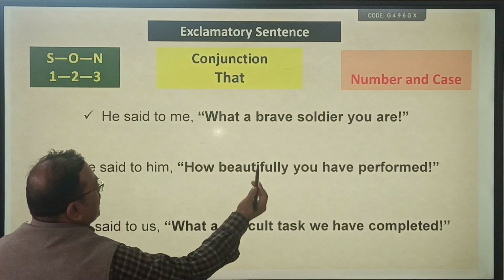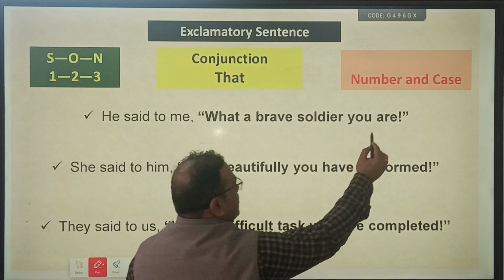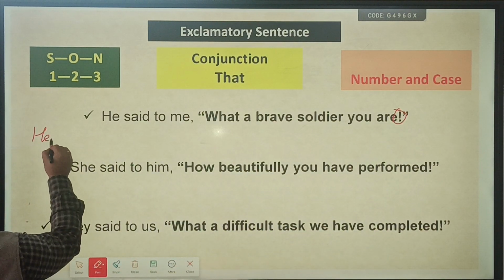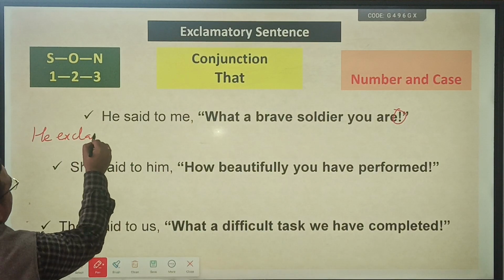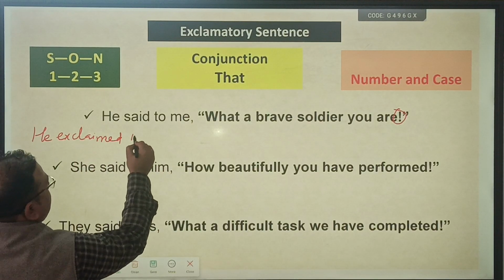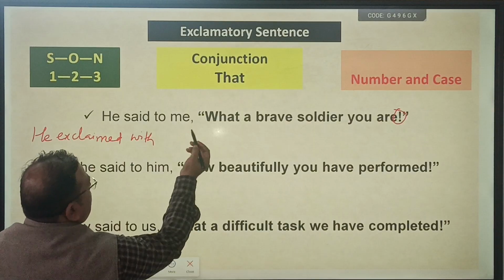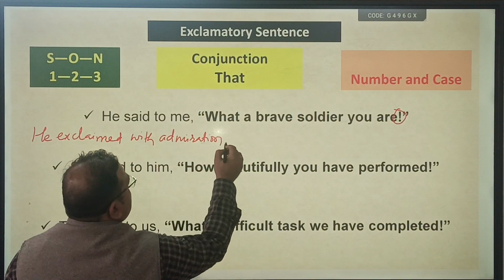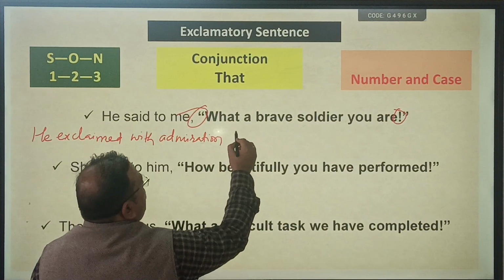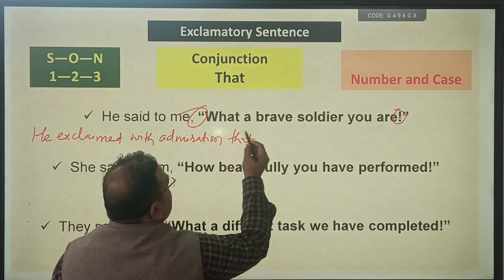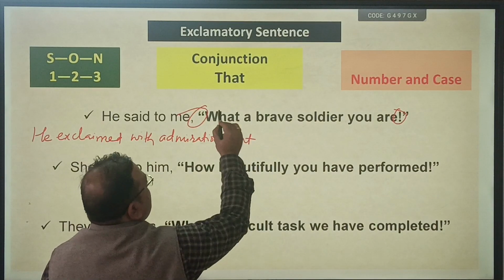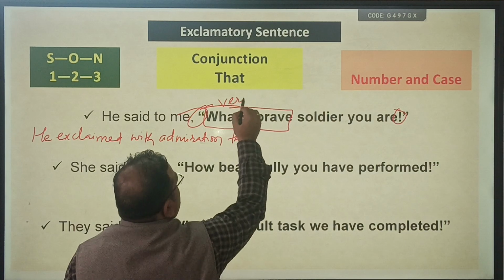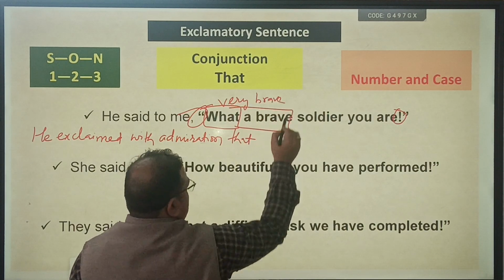He said to me, what a brave soldier you are. Exclamatory sentence, yes and no. So he exclaimed with what? Admiration. In place of inverted comma, what will we write? That. That, what a brave soldier you are. What a brave. Can we write very brave? Like this.